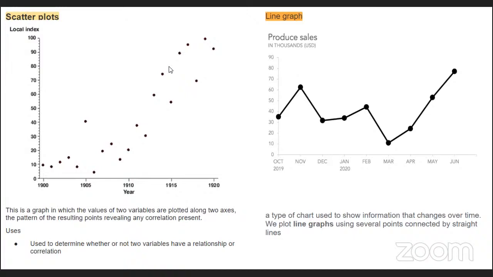Things like, for example, GDP and something like poverty levels in a country. The more GDP, the more output the country has, the more the poverty level reduces for the country. So that is an inverse correlation. But direct correlation is the increase in one variable results in the increase in the other variable. So something like the example that I have here.